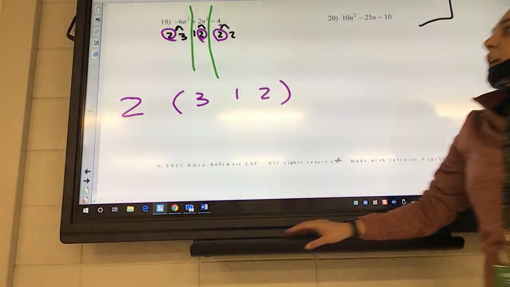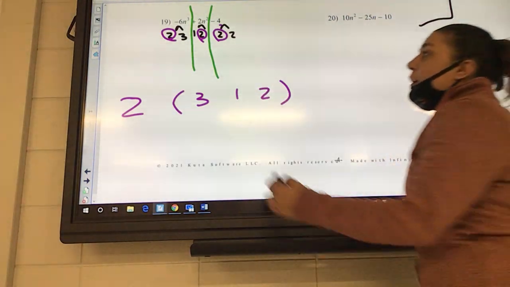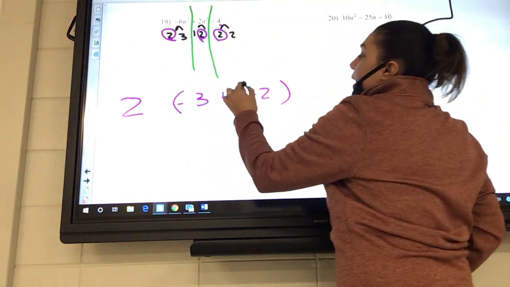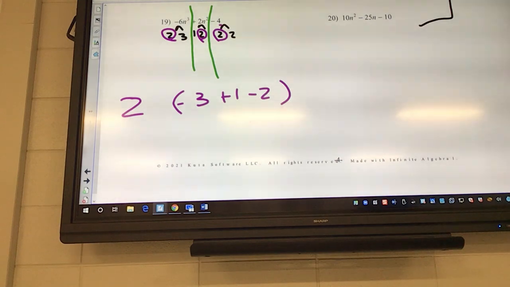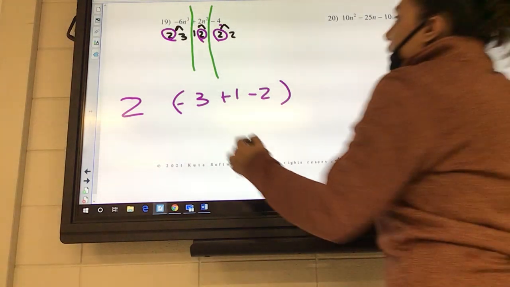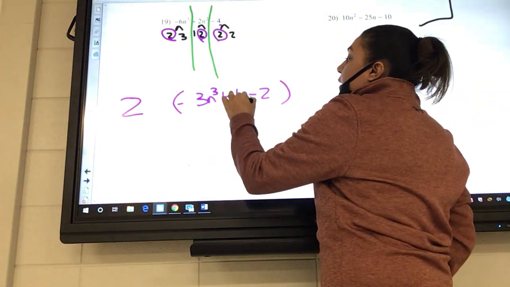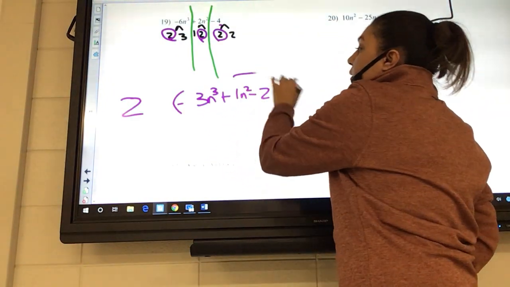Okay? And then we keep all of our signs where they're at, so a negative, plus, minus. How many n's can we pull? None. They would all have to share something, so it's going to be n^3, n^2.